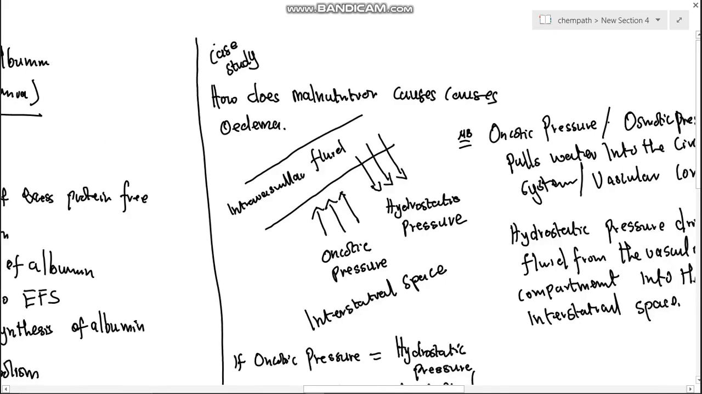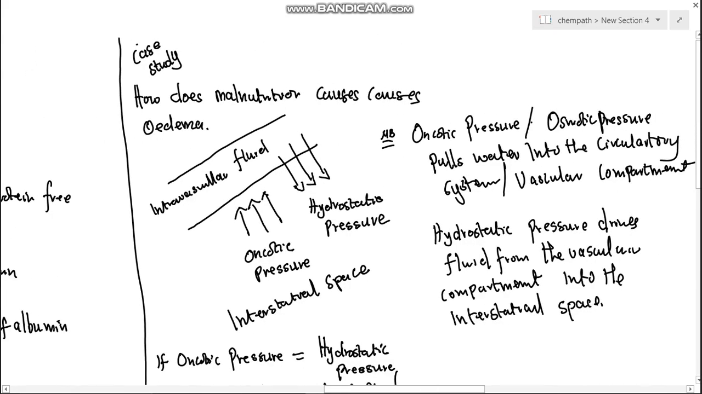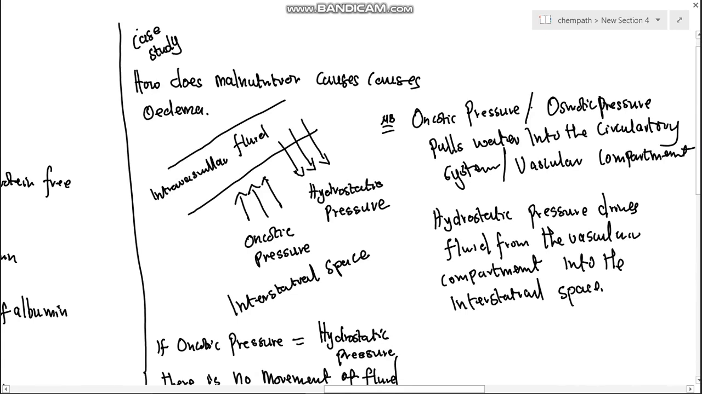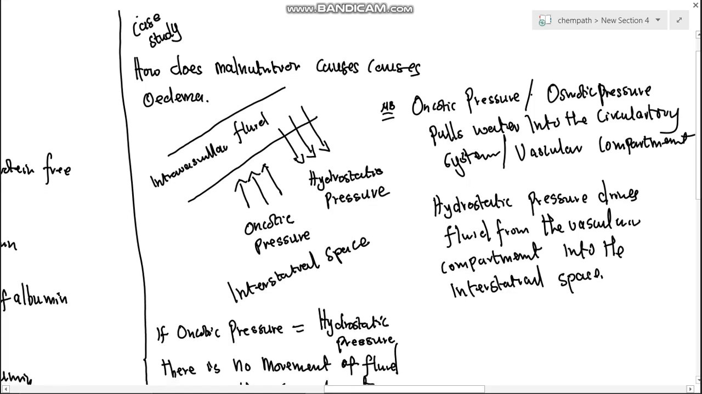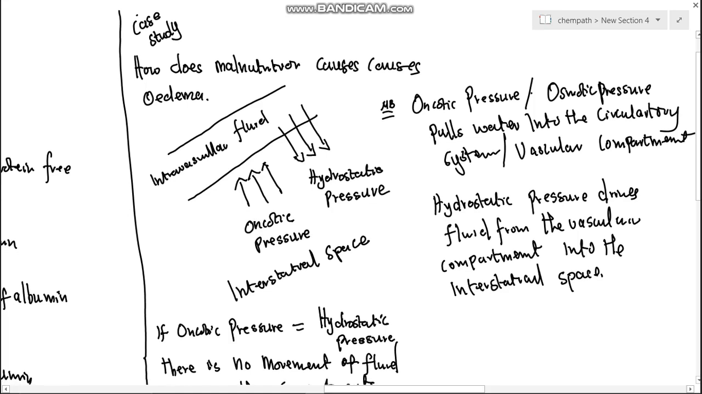Now let's have this case study. This case study talks about how malnutrition can cause edema. So we know that albumin constitutes 60% of the proteins. So whatever protein food we eat, a large proportion of that protein food contains albumin, and albumin is actually the real protein food that we take in.